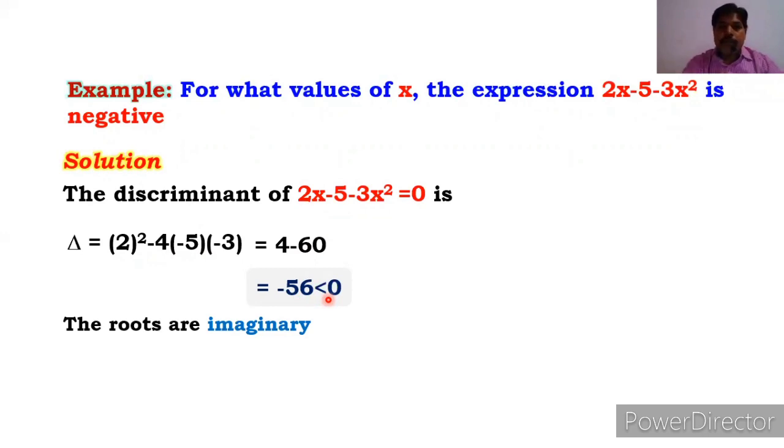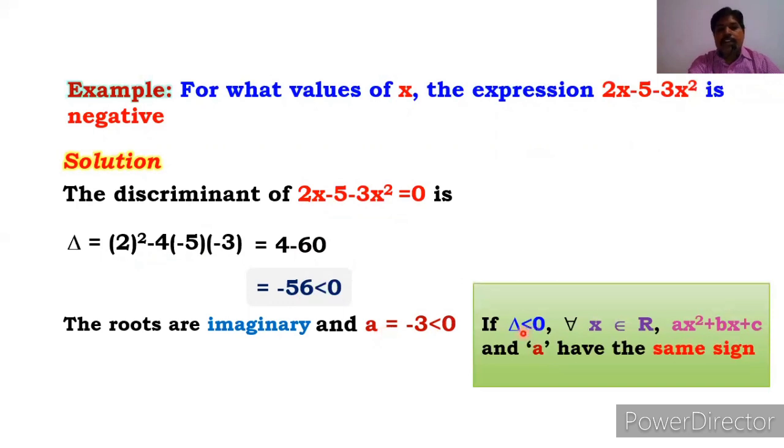Then the roots are imaginary and the value of a is minus 3. A value is minus 3, so that is less than 0. If a is negative, automatically the expression is also negative. So that means if delta is less than 0, for all real numbers, the given expression and the coefficient of x square both have the same sign.